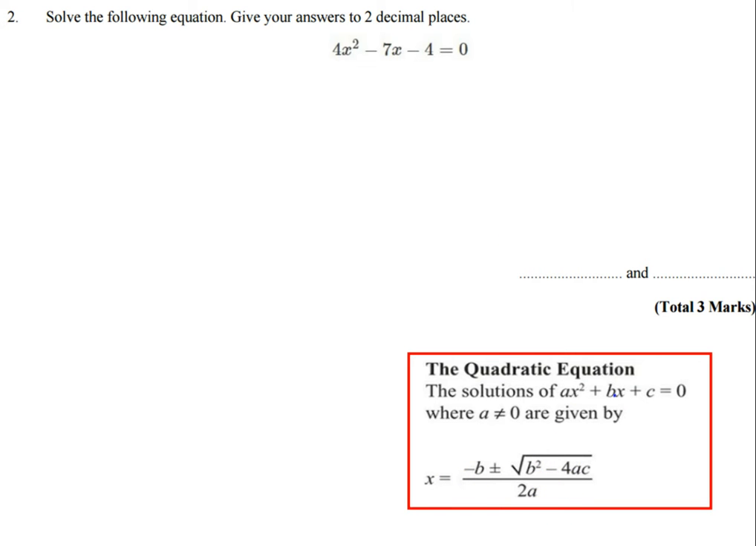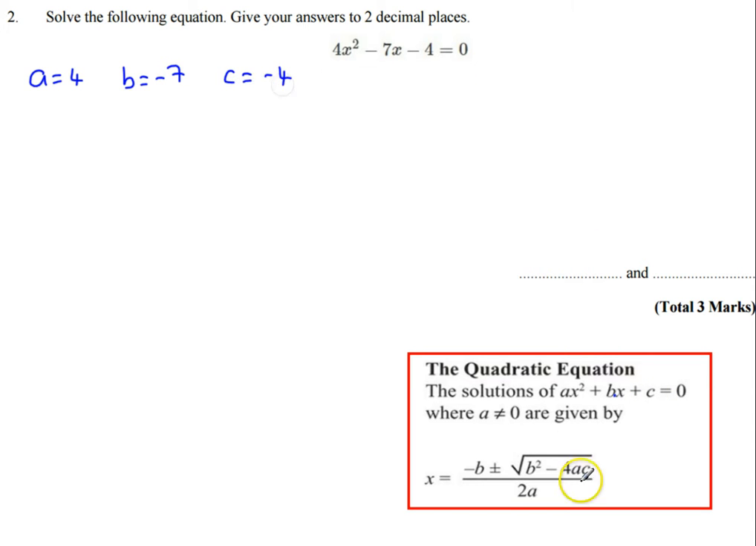Okay, so my first job is to identify what a, b and c are. Well, a is the coefficient of x squared, which in this case is 4. B is going to be our coefficient of x, which in this case is negative 7, so we need to be careful that we call it negative 7. And c is going to be this value here, which is negative 4.